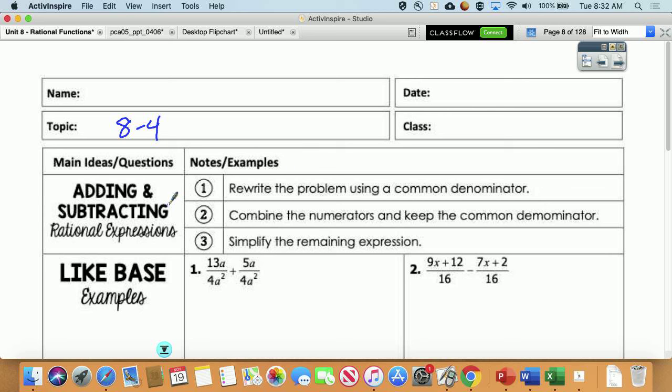So, I'm going to write a step 0. Step 0. Sometimes Gina and I have different ideas about what should be done first. And so, I feel we should factor first.